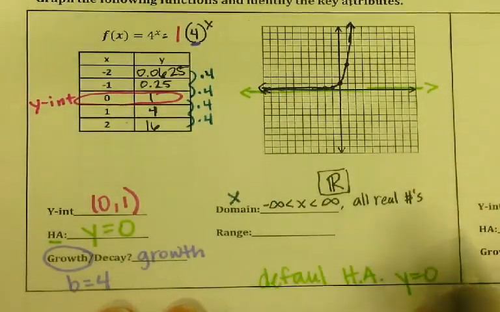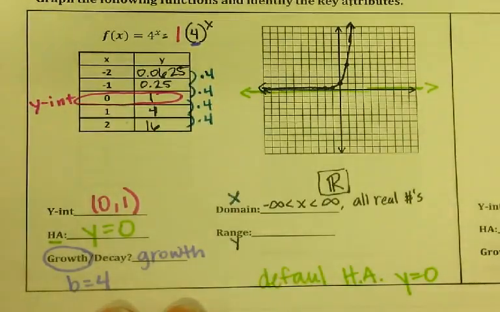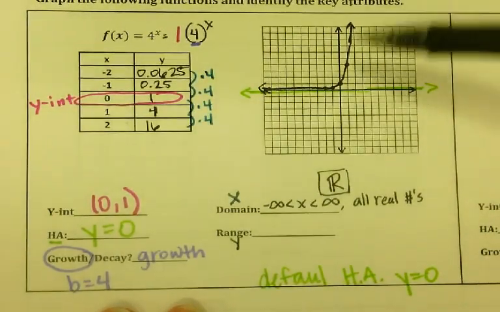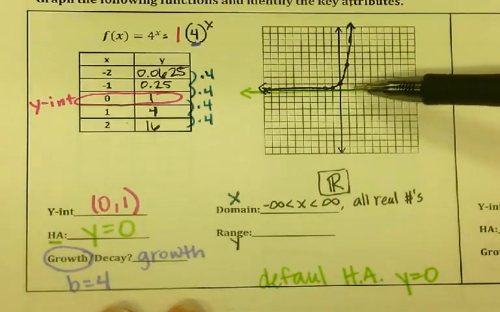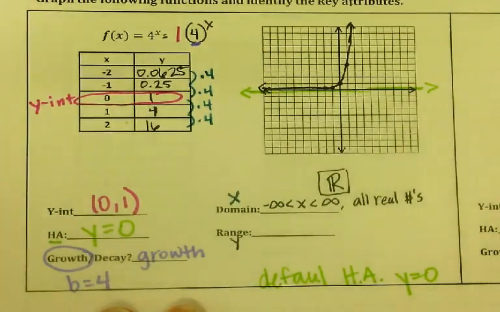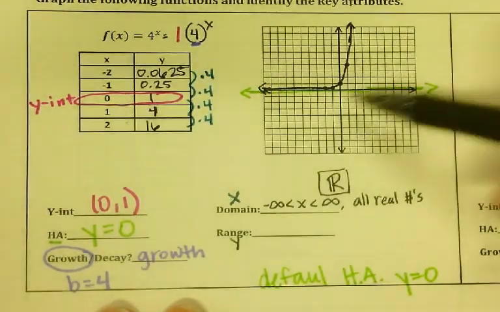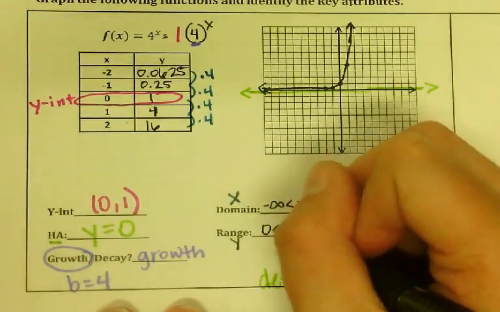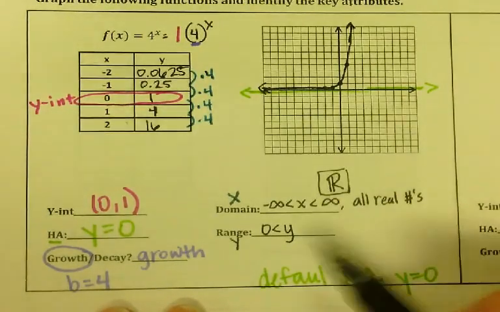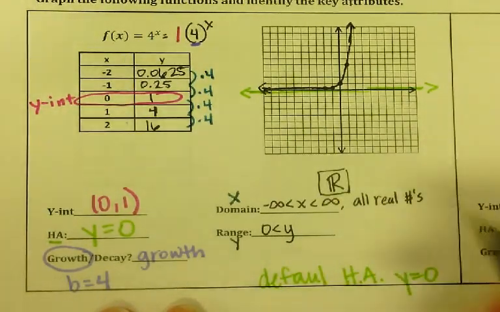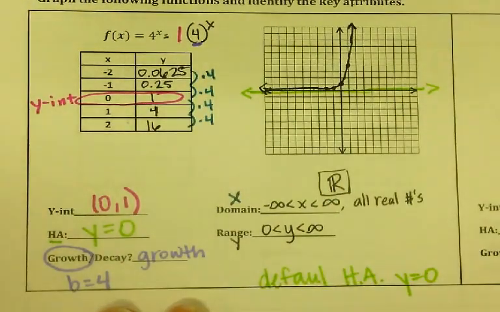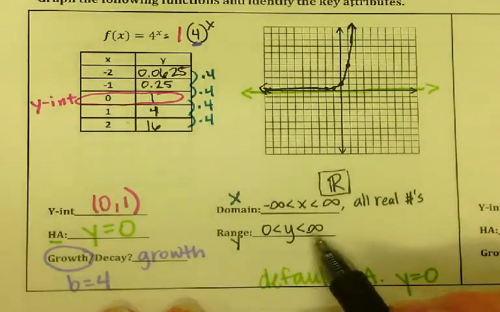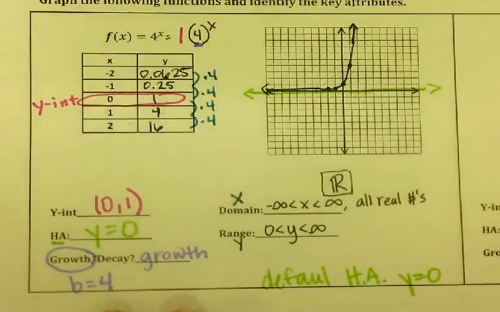And then my y values, my range, remember those are our possible y values. We have to look at what is the lowest possible y value. Well, guys, my y values never go below the asymptote, all right? So my y values get really, really close to 0, but they never actually touch the asymptote. So it's 0 is less than y, but it goes up forever in the positive direction, so it's less than positive infinity. And so we have 0 is less than y, which is less than positive infinity.